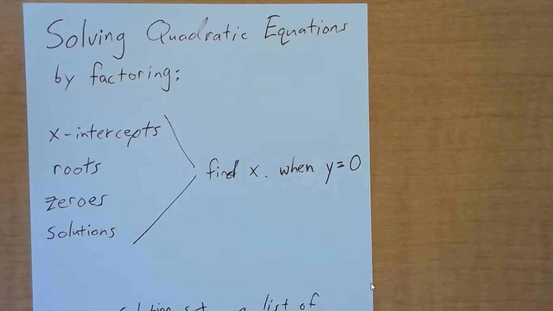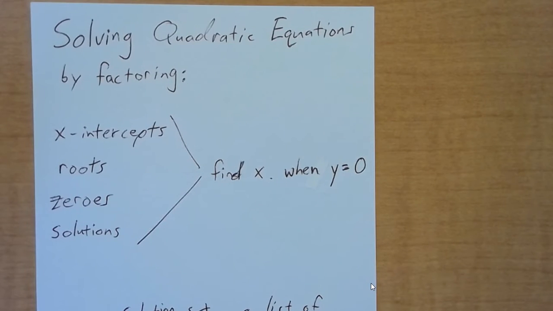Hello everybody. Today we're going to learn about solving quadratic equations, and our first strategy that we use to solve quadratic equations is by factoring. So in general, when we want to solve a quadratic equation, we want to find what values of x will make the equation true. There's a lot of different ways to ask for it, but they all mean the same thing at the end of the day, whether it's find the x-intercept, the roots, the zeros, or the solutions.